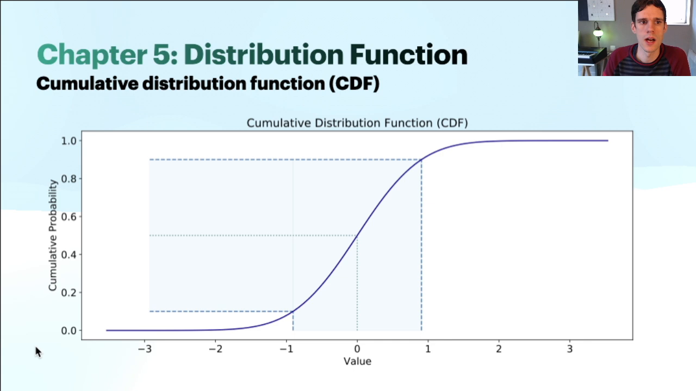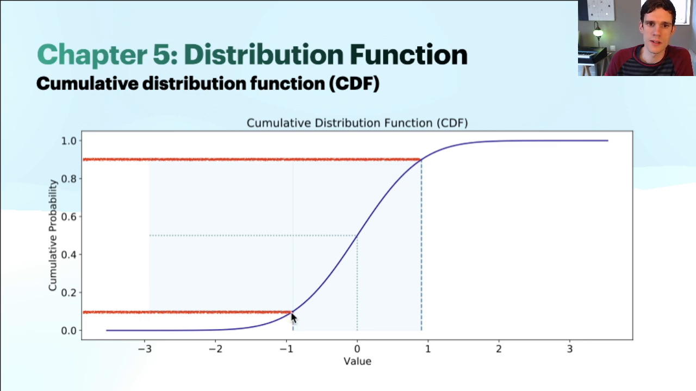So let's see how this works. Let's say that we want, for instance, to find the values that bound the 80% data interval. Now remember, the 80% data interval is bounded by the 10th percentile and the 90th percentile. And thus, we find the 90th percentile roughly around here between 0.8 and 1, and the 10th percentile between 0.2 and 0.